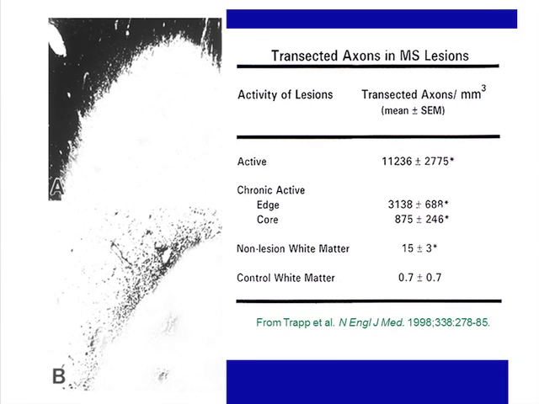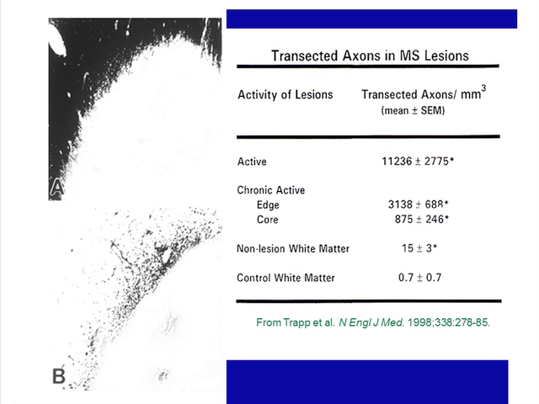The big surprise were the numbers. So if we look at these active lesions that have the immune cells filled within the lesion, probably only a few days old, we found that the number of transected axons was over 11,000 per millimeter cubed. Now, when the radiologists look at these lesions, they measure them in centimeters cubed, not millimeters, so you get some idea of the extensive axonal transection that occurs.